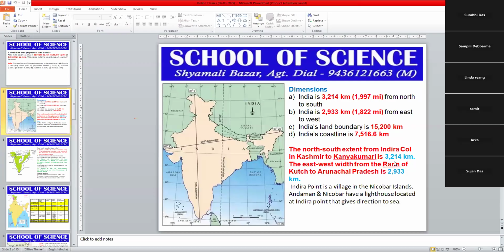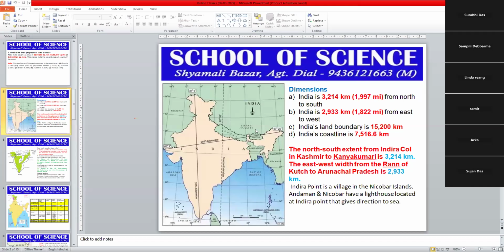Now, for your kind information, let me tell you that it used to be Kashmir once upon a time, when Jammu and Kashmir was considered a state. But now Jammu and Kashmir has been bifurcated into 2 union territories, Jammu and Kashmir and Ladakh. So the extreme north is there in Ladakh at present. So the north-south extension is 3,214 kilometers, from Union Territory Ladakh to the state of Tamil Nadu.